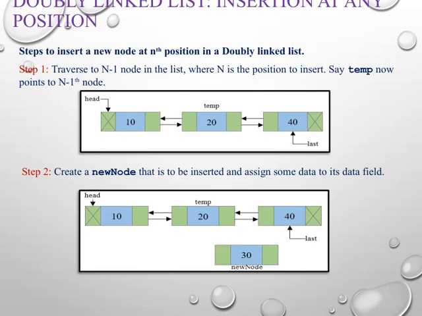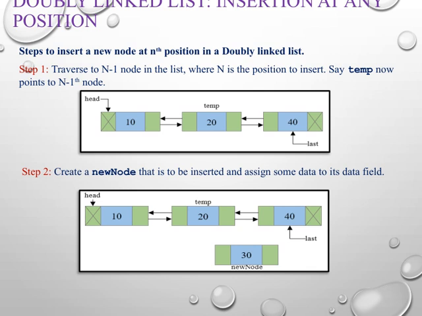All right, let's walk through how we insert a node at any position in a doubly linked list. The first step is to traverse the list until we reach the node just before the position where we want to insert. So, if we're aiming for the nth position, we move to the (n-1)th node, which we can call temp. This node is crucial because it's the point where we'll link our new node into the list. Once we've reached this node, the next step is to create a new node, which we call newnode. We assign the data we want to store in this node to its data field.